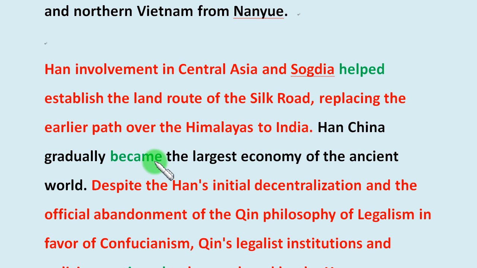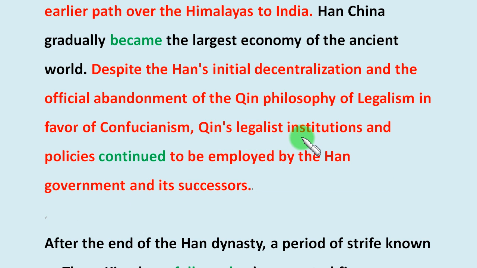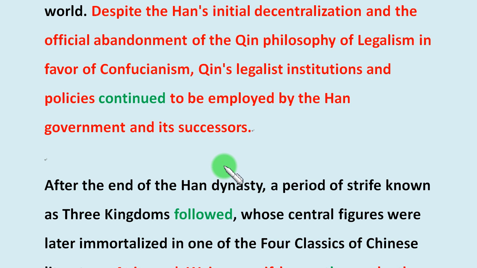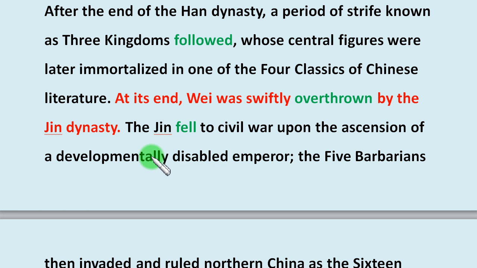Han China gradually became the largest economy of the ancient world. Despite the initial harsh decentralization and official abandonment of Qin's philosophy of legalism in favor of Confucianism, Qin's legalist institutions and policies continued to be employed by the Han government and its successors. After the end of the Han Dynasty, a period of strife known as the Three Kingdoms followed, whose central figures were later immortalized in one of the four classics of Chinese literature. At its end, Wei was swiftly overthrown by the Jin dynasty.